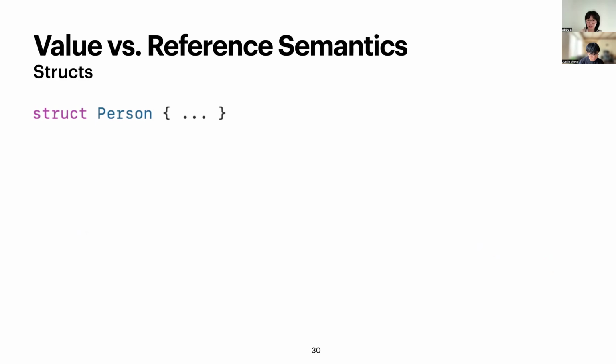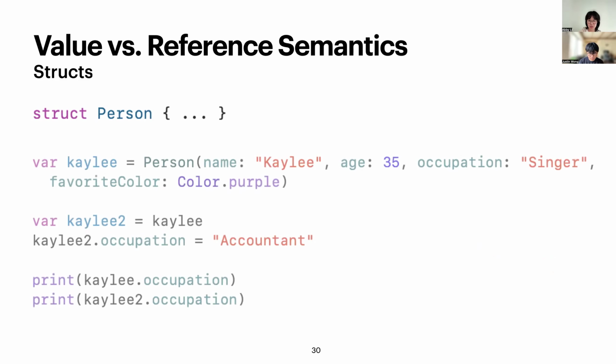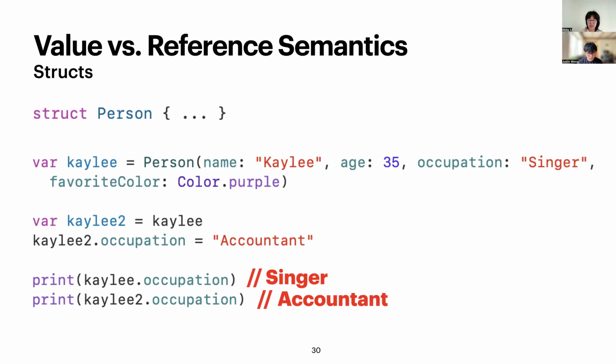And here is a struct example. When you assign a struct instance to a new variable, Swift treats that as making a separate value. So if you change the copy, the original stays the same.